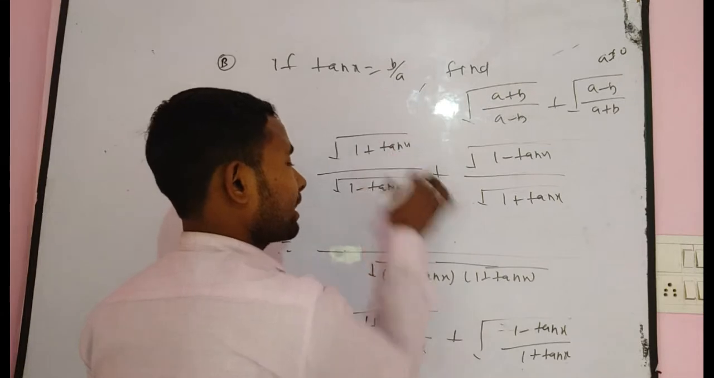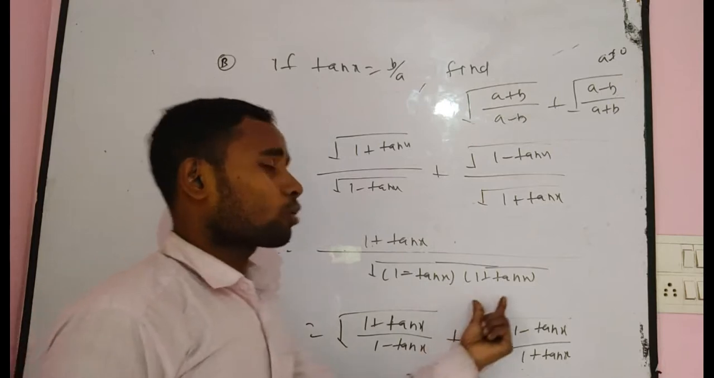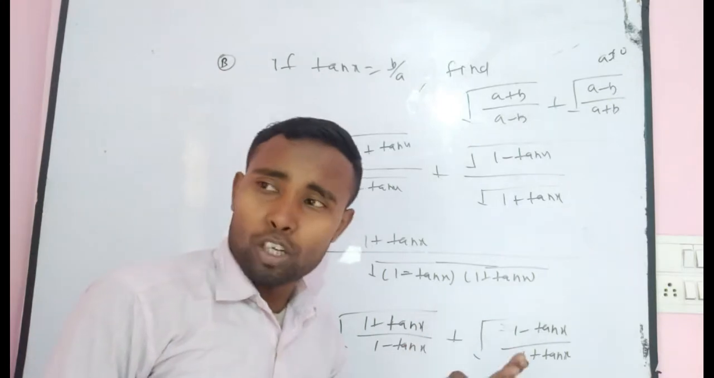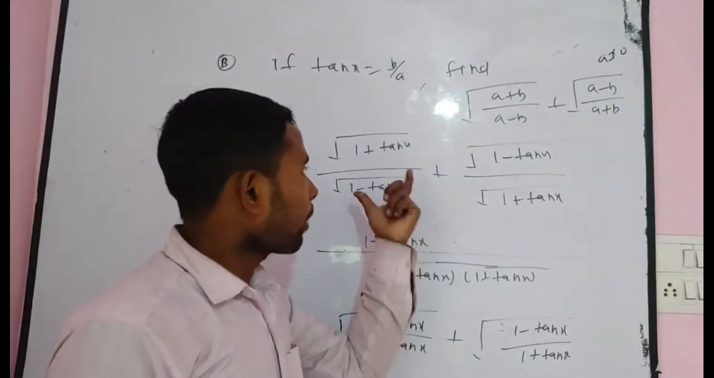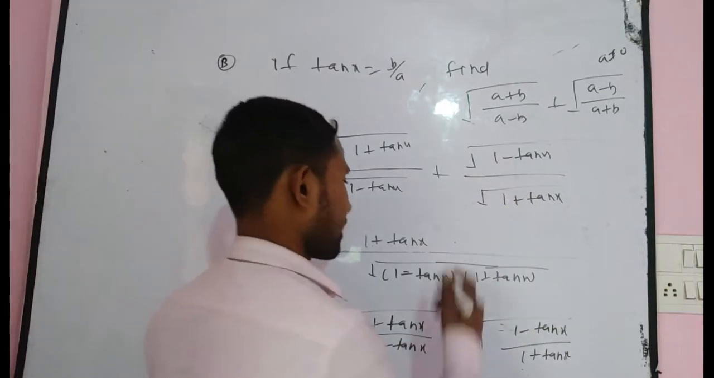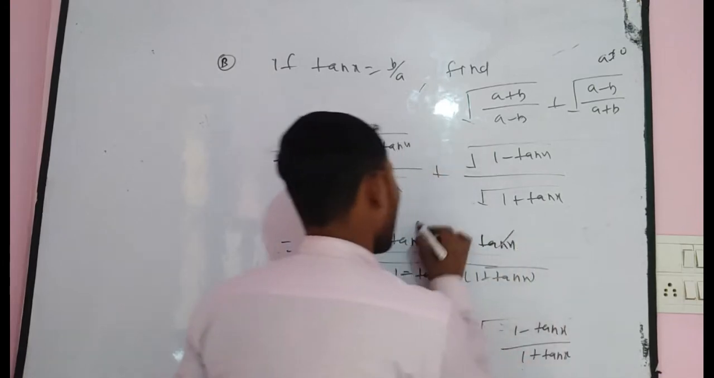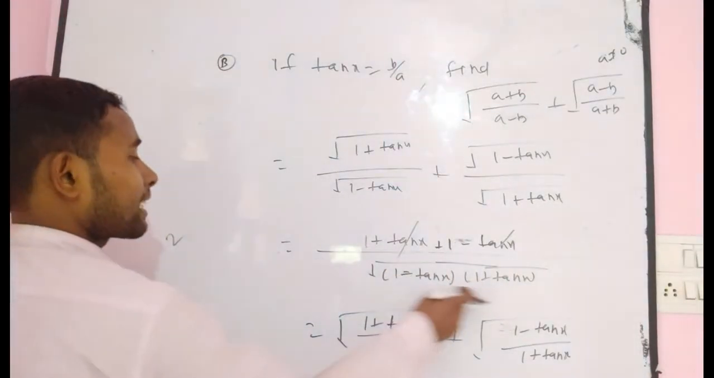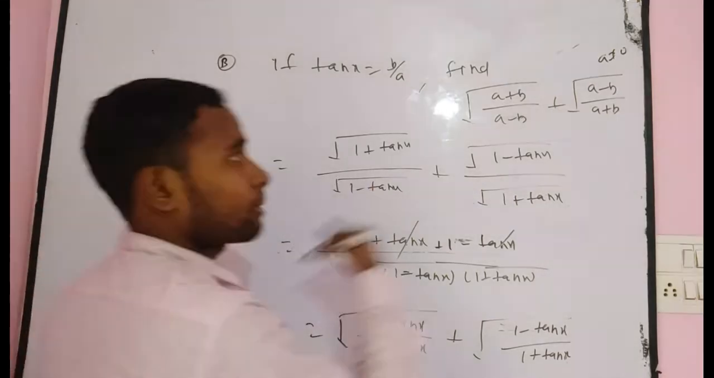If you multiply in this expression, what do you get? Under root 1 plus tan x into under root 1 plus tan x becomes under root 1 plus tan x whole square. If it becomes under root of 1 plus tan x whole square, you can take the square root, and it becomes 1 plus tan x, and it becomes 1 minus tan x. Here tan x and minus tan x cancel each other. So you finally get 1 plus 1, 2, divided by 1 plus tan x into 1 minus tan x. What will it be? It will be 1 minus tan squared x. This is your final answer of this expression.